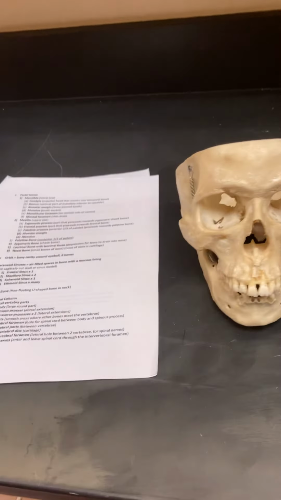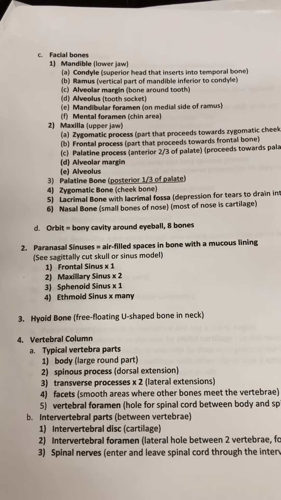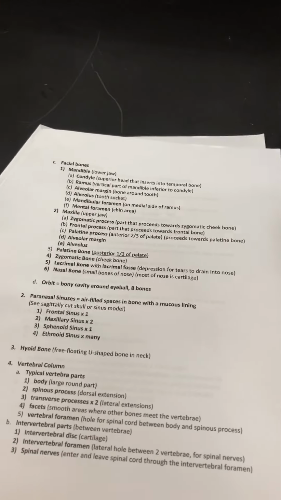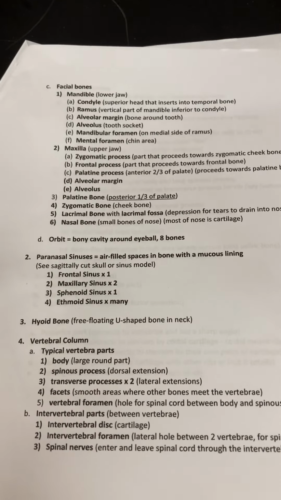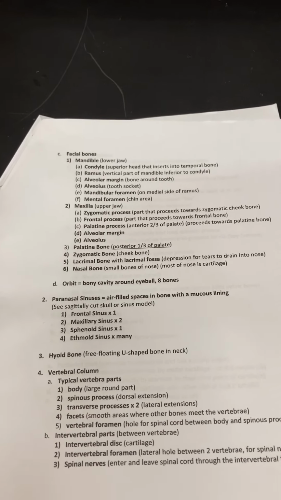And lastly, we'll cover the sinuses. Now, the sinuses are air-filled spaces in your bone. They have a mucus lining, so they can help trap bacteria that get into your nasal area. They're actually called paranasal sinuses because they surround your nasal cavity. They also make your skull a little bit lighter, so your head isn't so heavy.